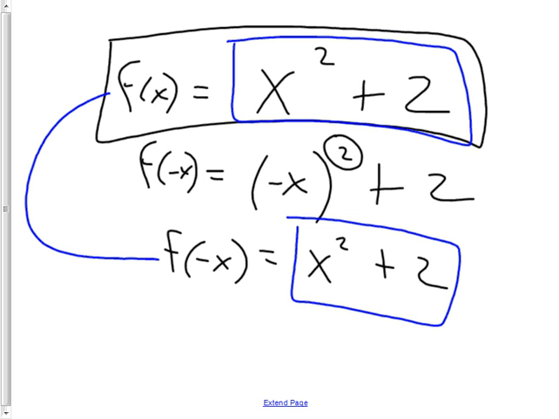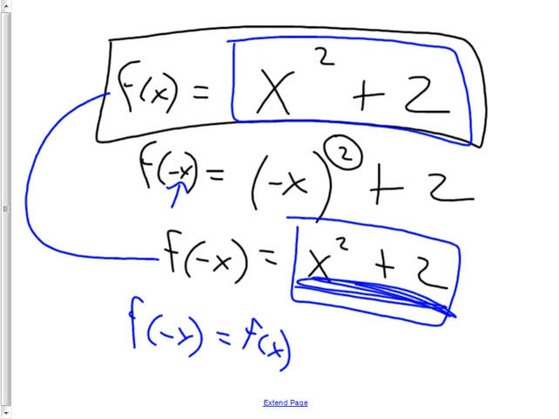And that's the definition of even. The definition of even is that f of negative x should be equal to f of x. Sorry, I wrote it wrong. So if you stick a negative into the function, and it comes out the same as it was in the first place, then you had an even function.